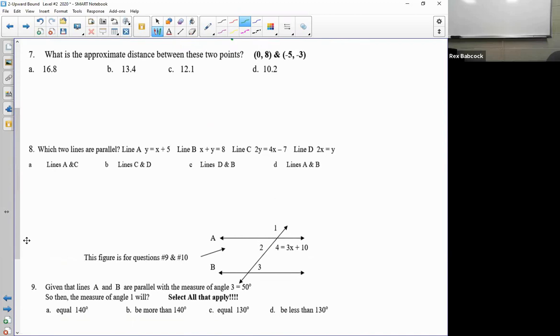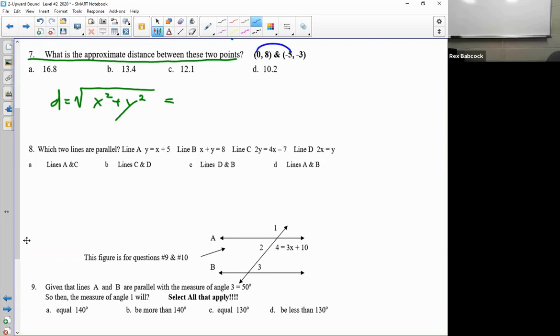Well, about 10 minutes ago, we did 7. Let's see if you can do that one. What is the approximate distance between the 2 points? Take 30 seconds and see if you can do that. It really comes from the Pythagorean theorem. Well, it's x squared plus y squared. You subtract the difference. Let's see if we can do that.